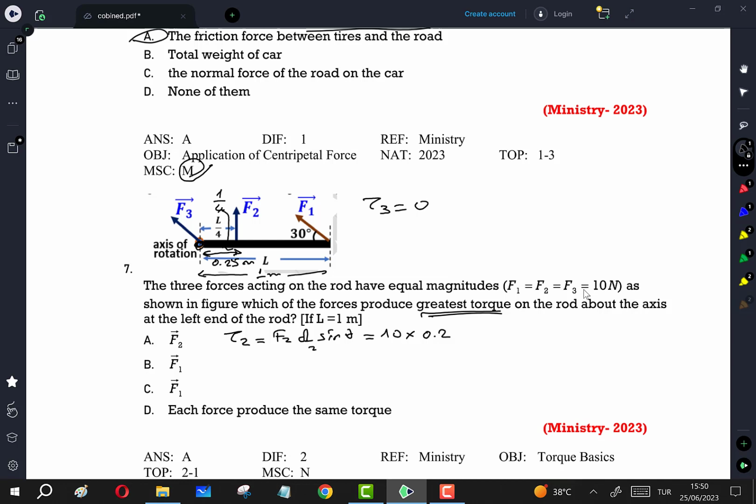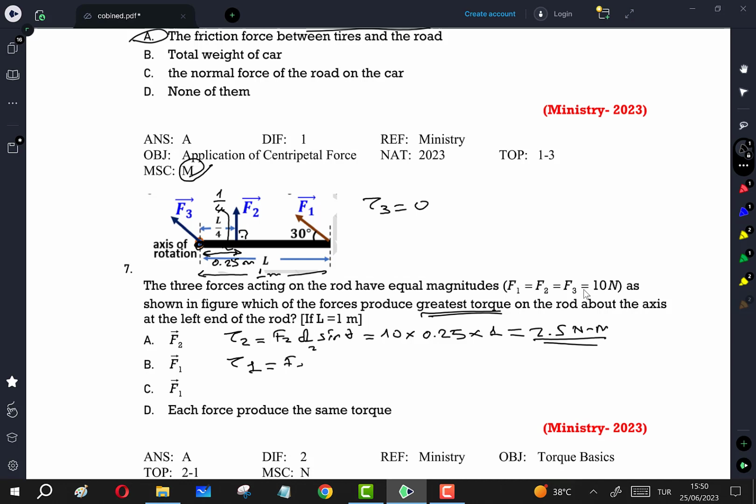1 over 4 is 0.25. So 0.25 meter times sine of the angle is, because the angle is 90 and sine 90 is 1, no need to write it. The answer is going to be 2.5 Newton meter. So torque 1, let's check torque 1.